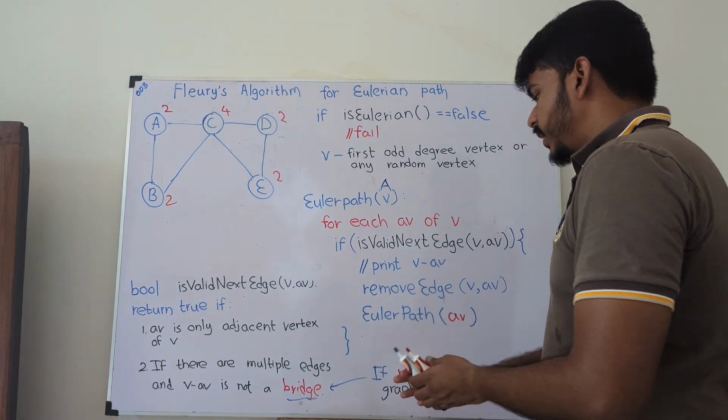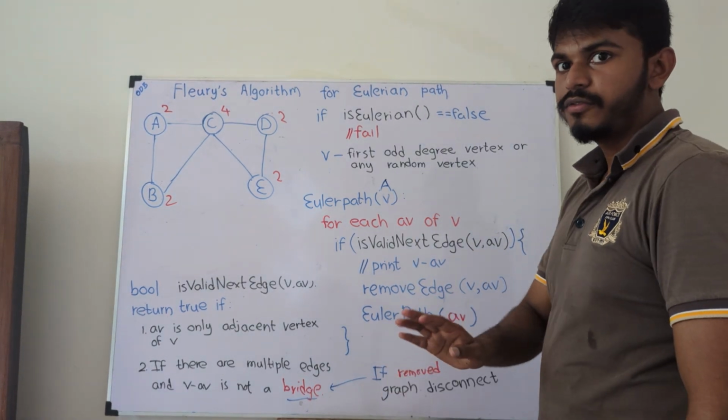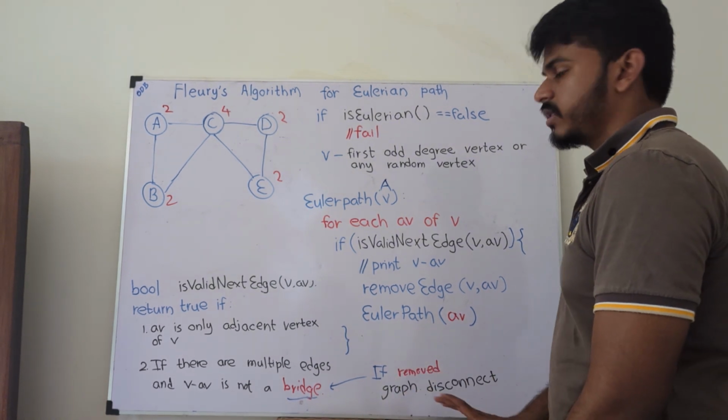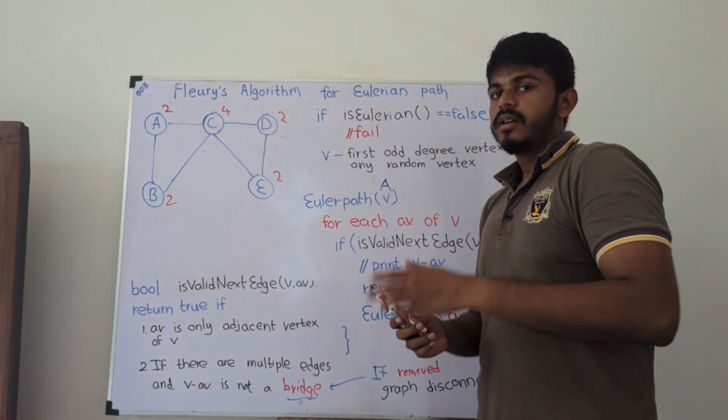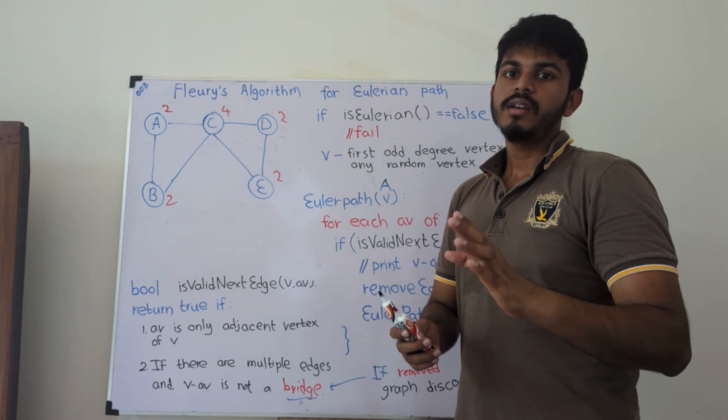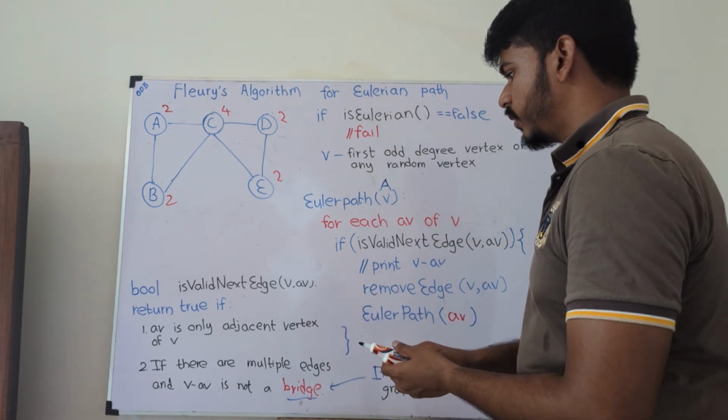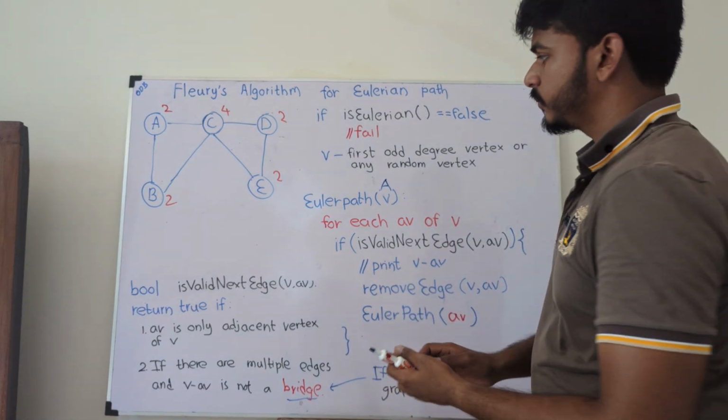What is a bridge? A bridge is an edge which, if we remove it, the graph becomes disconnected. So a bridge is going to be used only when it is necessary. If not, we are not going to use it.